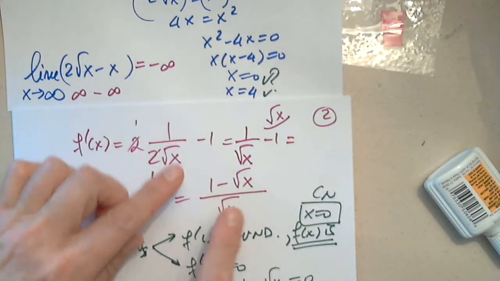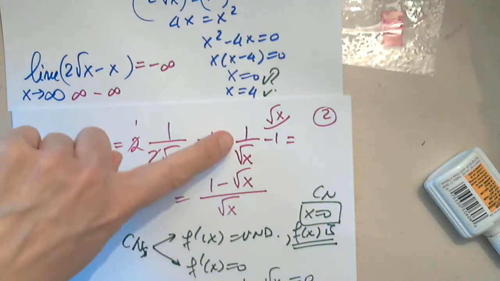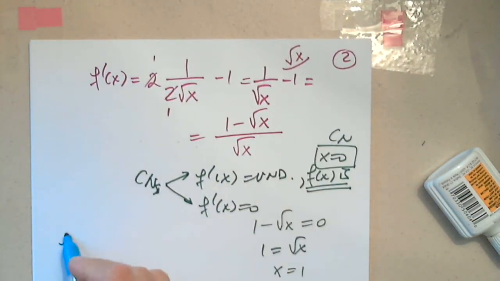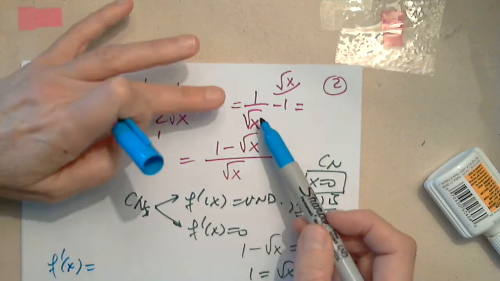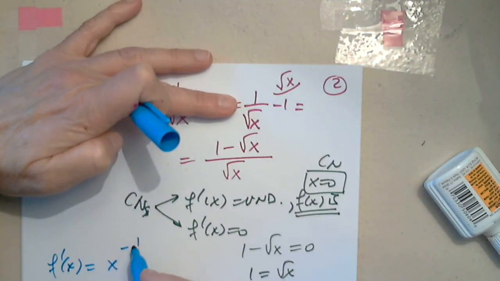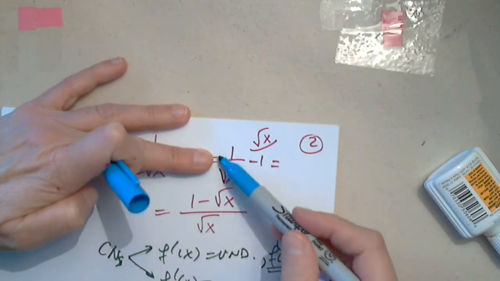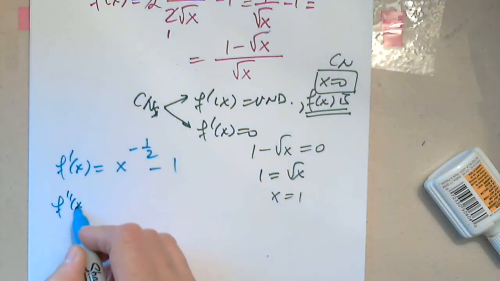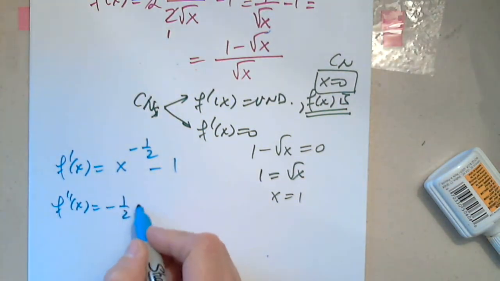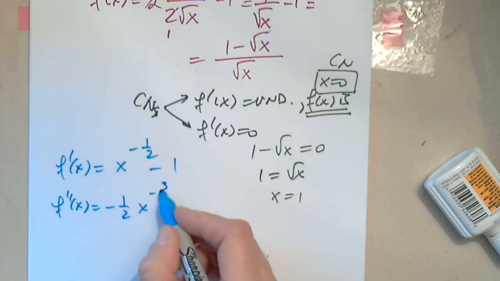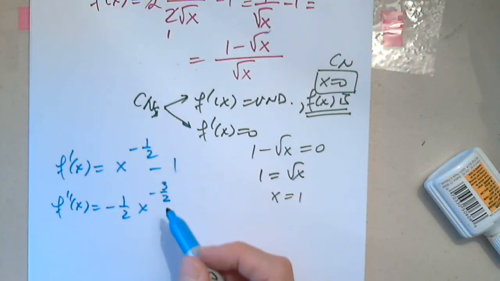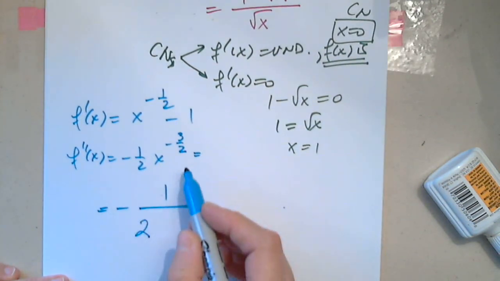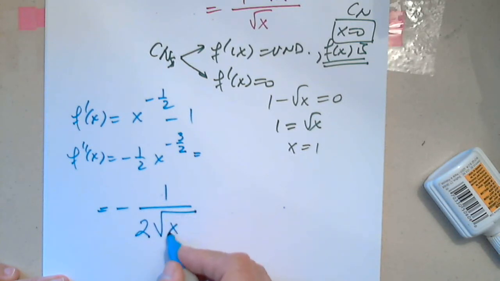And I'm going to rearrange all this. I'm going to use this, not this, to differentiate. So I will be using f prime as x to the negative 1/2 minus 1. Because when I differentiate, I will bring negative 1/2 in front and subtract 1 from the power. And when I differentiate negative 1, I get 0. So this is negative 1 over 2, and this is the square root of x to the third.